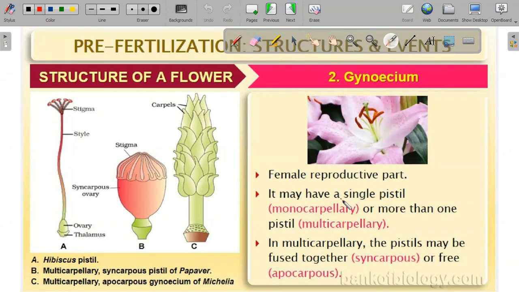Now we are going to the gynoecium, the female reproductive part. It may have a single pistil, monocarpellary, and if it is more than one, it is called multicarpellary. So these two are multicarpellary structures. This is a single carpel, and this is multicarpellary. Where you can see it is completely fused, it is called syncarpous. If the carpels are free, they are called apocarpous. This is syncarpous monocarpellary, syncarpous multicarpellary, and apocarpous, which is free, apocarpous multicarpellary.